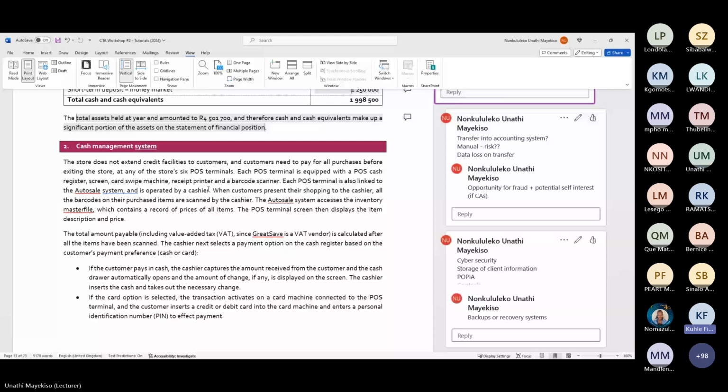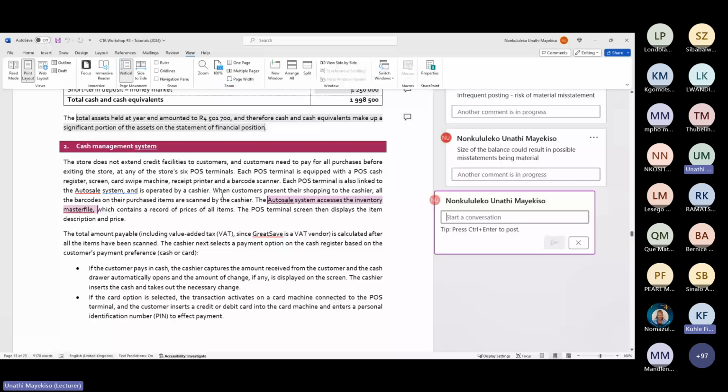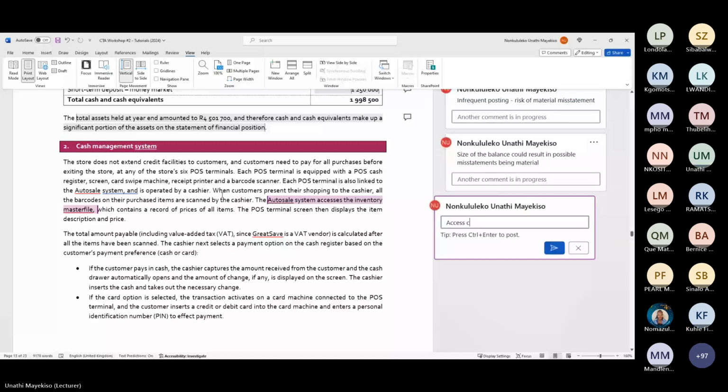Just to touch on the second last sentence, we'd want to inquire who has access to the inventory master file, so that we can see who has access to manipulating the prices, to ensure that the correct prices are applied at the point of each sale. Okay. What else?